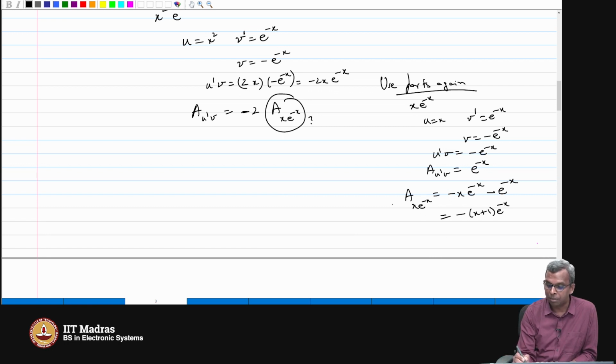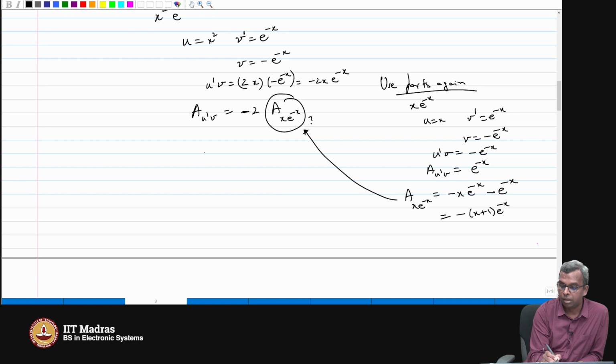So, now I will plug this back in here, now that I know the antiderivative. I get minus 2 times this, so it is 2 times x plus 1 times e power minus x. So, again check, don't go without checking. You can check that this differentiates to that. Here is a check: 2 times x plus 1 times minus e power minus x plus e power minus x. So, the minus and minus will cancel and you will get minus 2x. So, that works out correct.